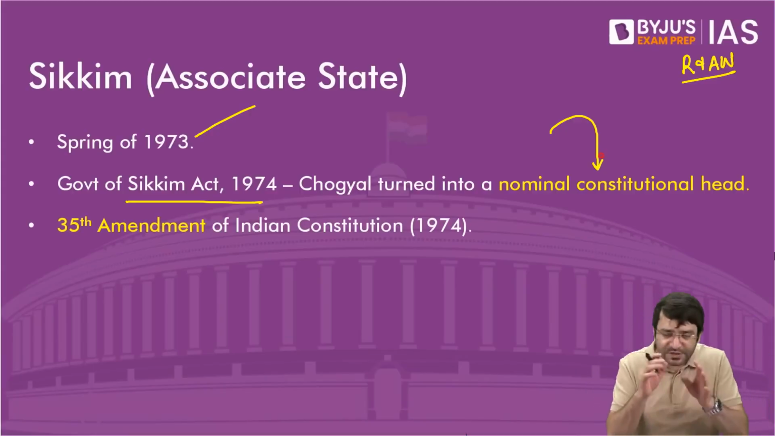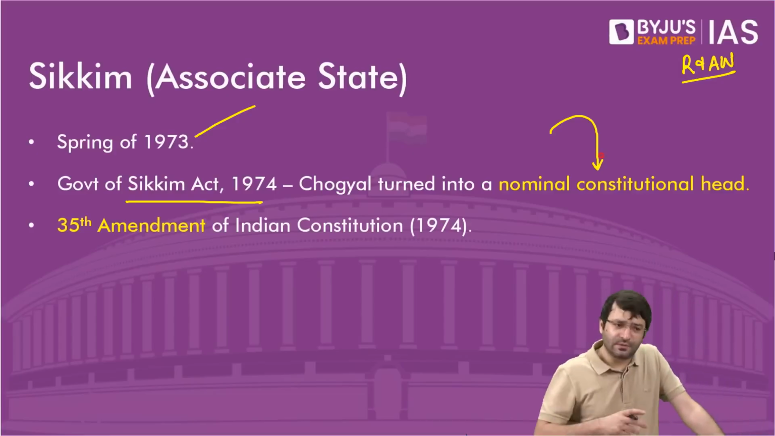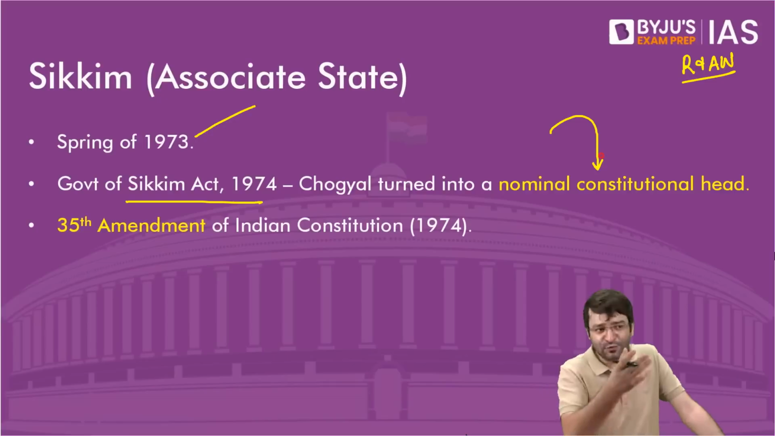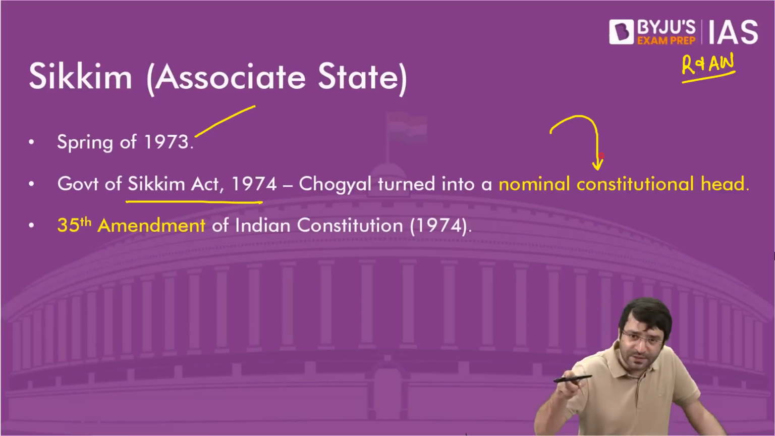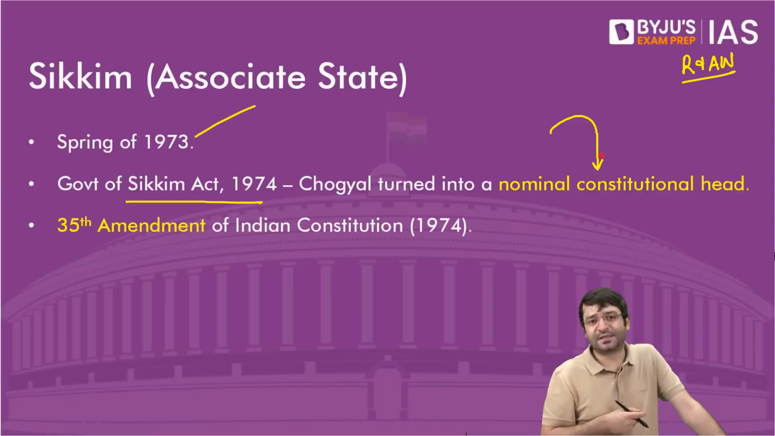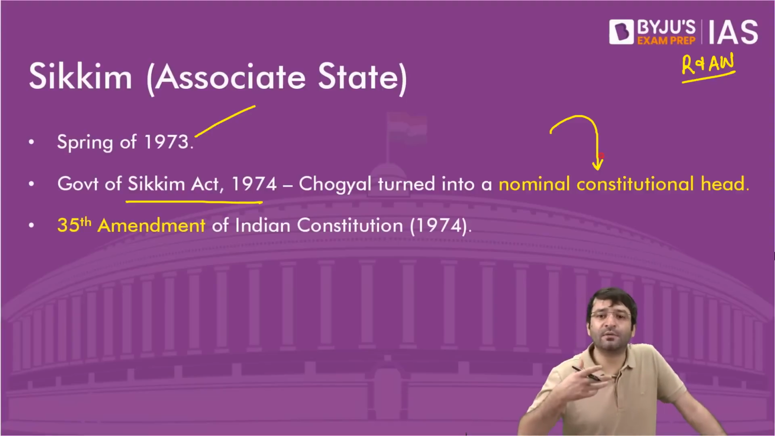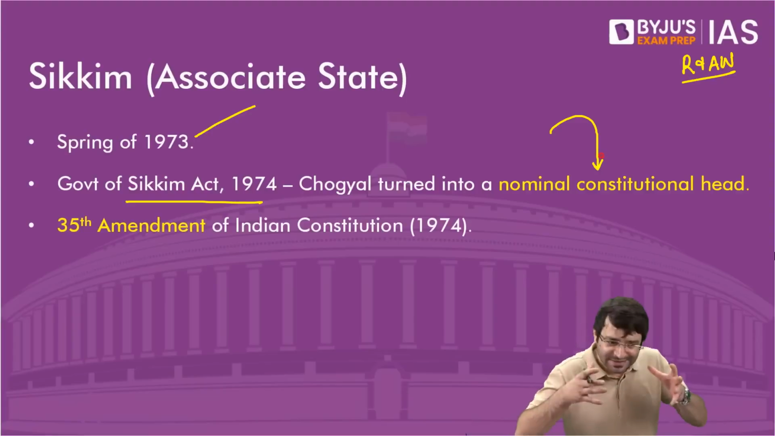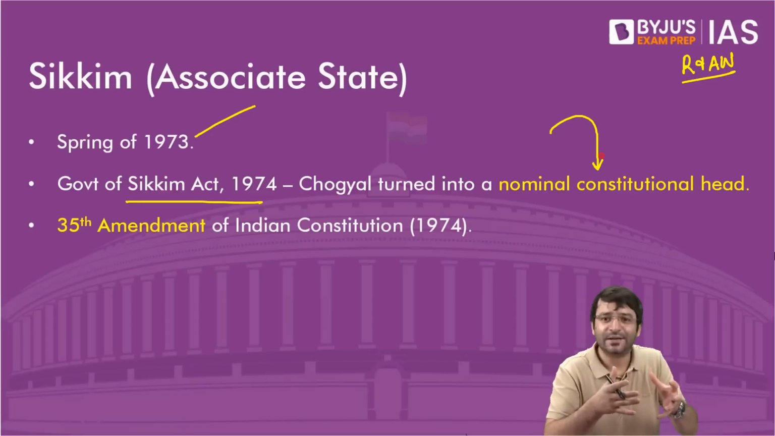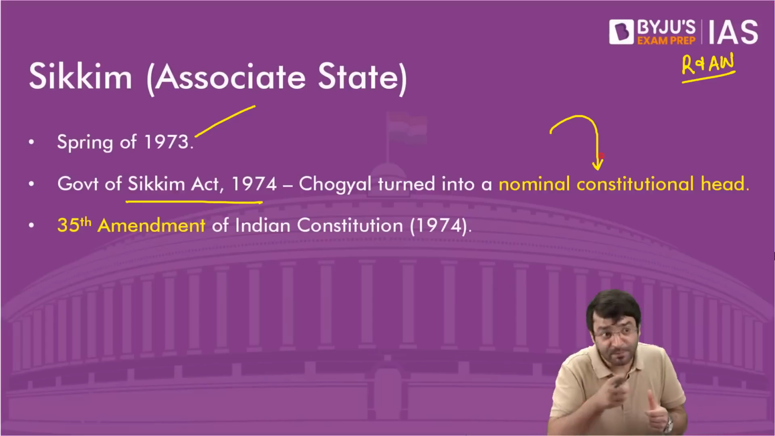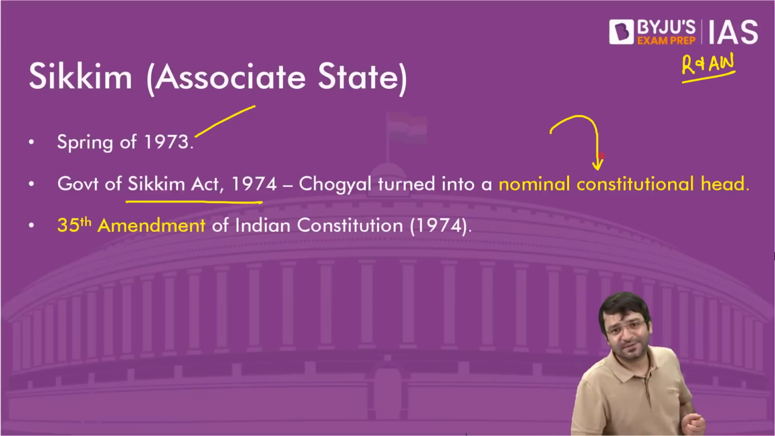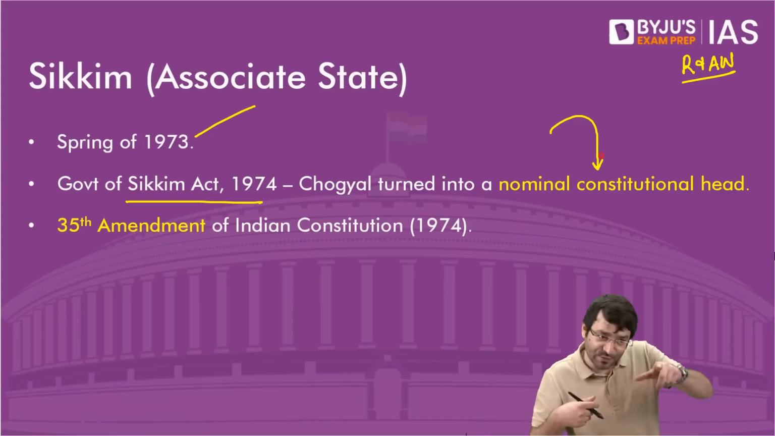When all of this was happening, Chogyal approached different countries, complained against India and said, look, India is interfering in our affairs. But the Sikkim government approached the government of India, said, we need more and more synergy with India. So some of our people should be part of your Lok Sabha. Some of our people should also be part of the bureaucracy.